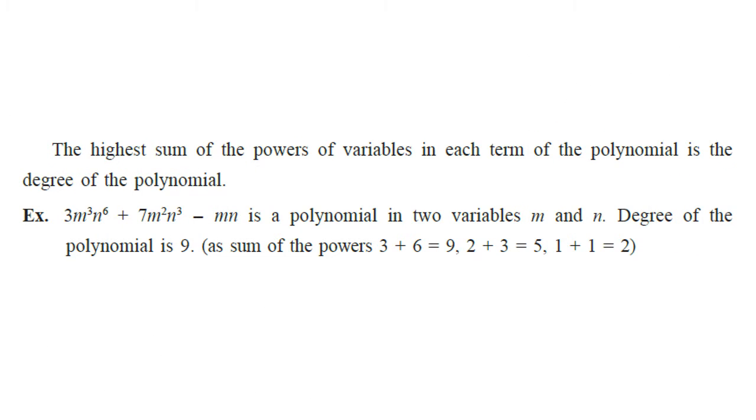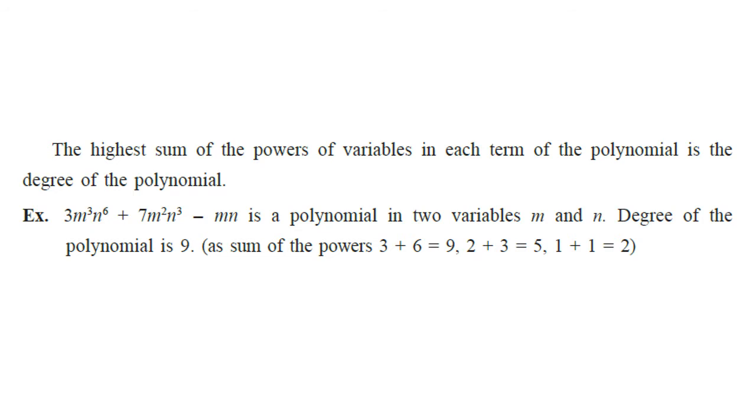The highest sum of powers of variables in each term of the polynomial is known as the degree of the polynomial. Before this, we have learned how to calculate the degree of a polynomial with one variable. Now, if we have more than one variable, then the highest sum of the powers of the variables in each term of the polynomial is known as the degree of the polynomial.